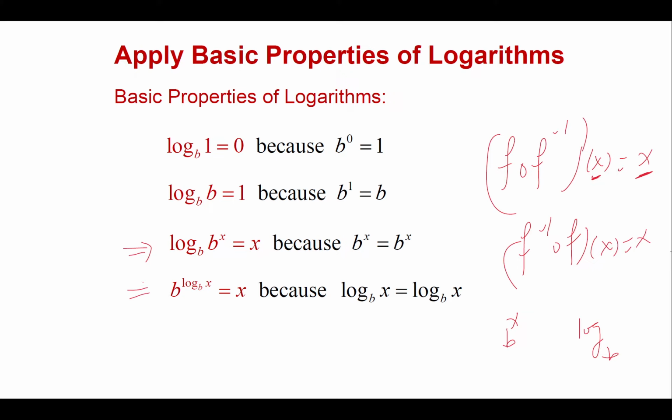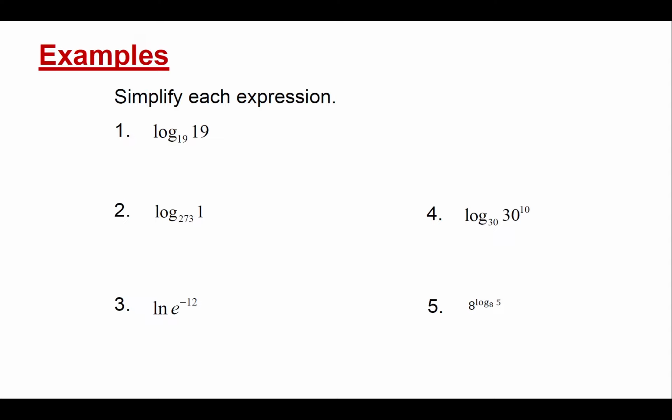And here also is the composition of the exponential and log function with the same base, so that's why you have the same x. These two properties are very, very useful. Log base b of 1 is always 0. Log base b of b is always 1. So we have to keep in mind these four properties.